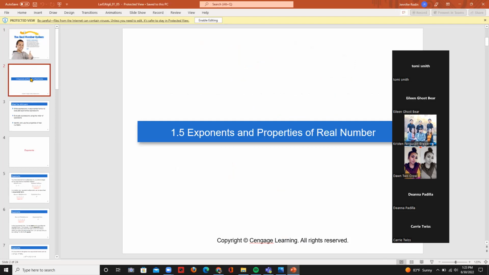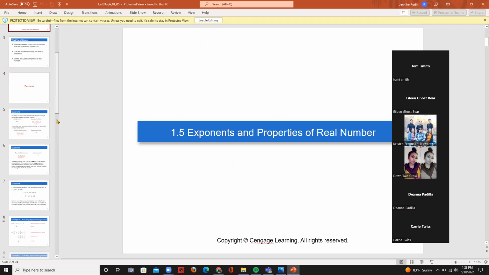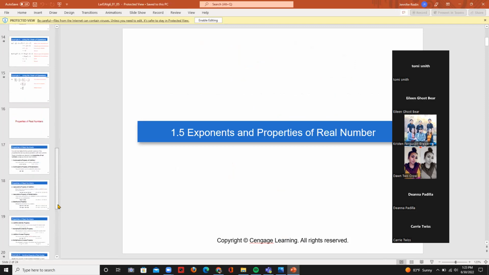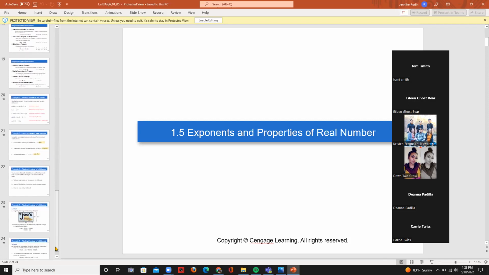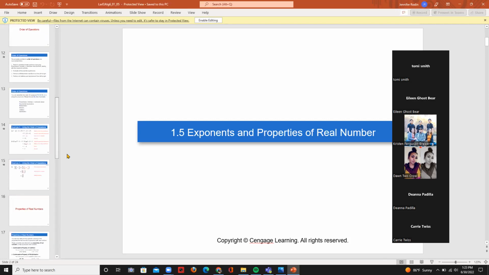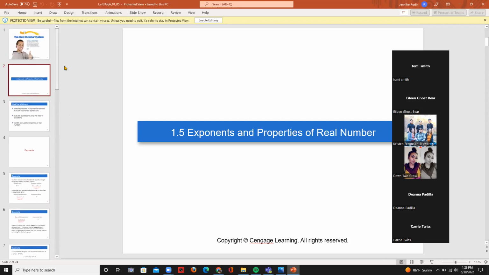So, exponents and properties of real numbers. Order of operations is this section. Hold on, I'm just going to scroll down and show you. We're not going to the properties. Well, I'll show them to you, but you don't have to memorize them. It goes to slide 14, but you'll see what I mean. It's pretty quick. Does anyone have a comment or question before I start?